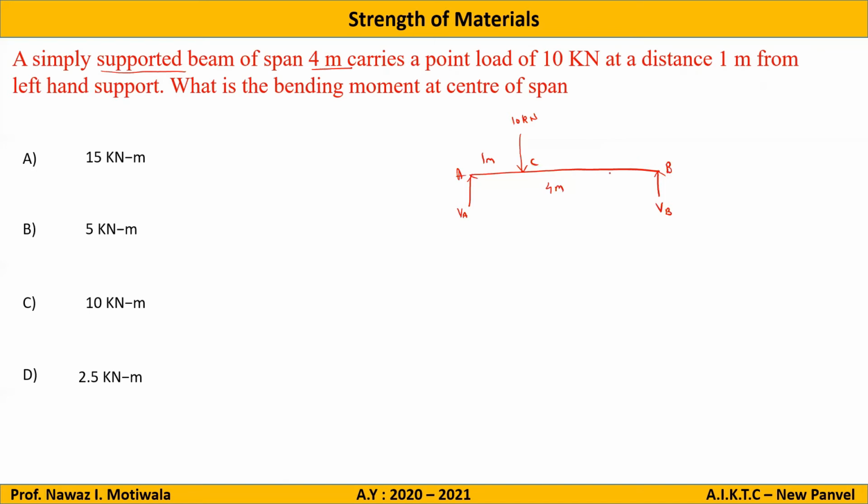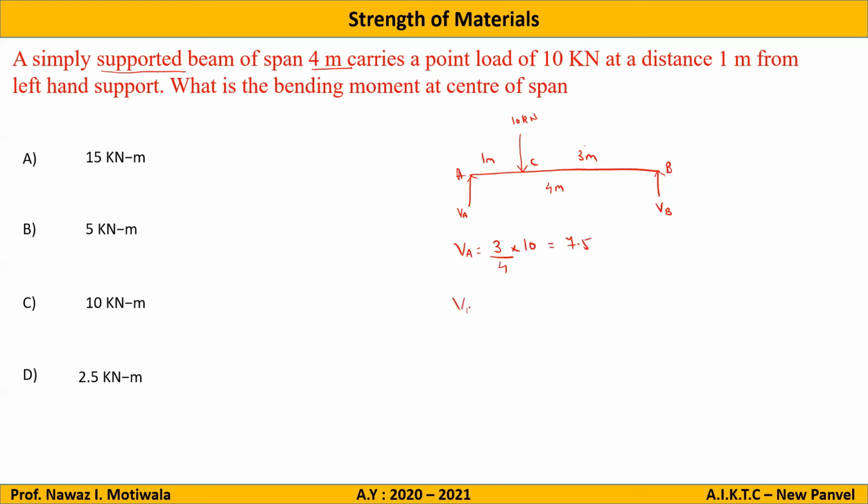So I will give you a shortcut. Without solving, how can you find out the values of VA and VB? If you want to find out VA, this is 1 meter, this will be 3 meters. So VA value will be the distance on the opposite side, that means this side. So it will be 3 divided by total distance multiplied by the value of the load. So it will be 3 by 4 into 10, which is 7.5.